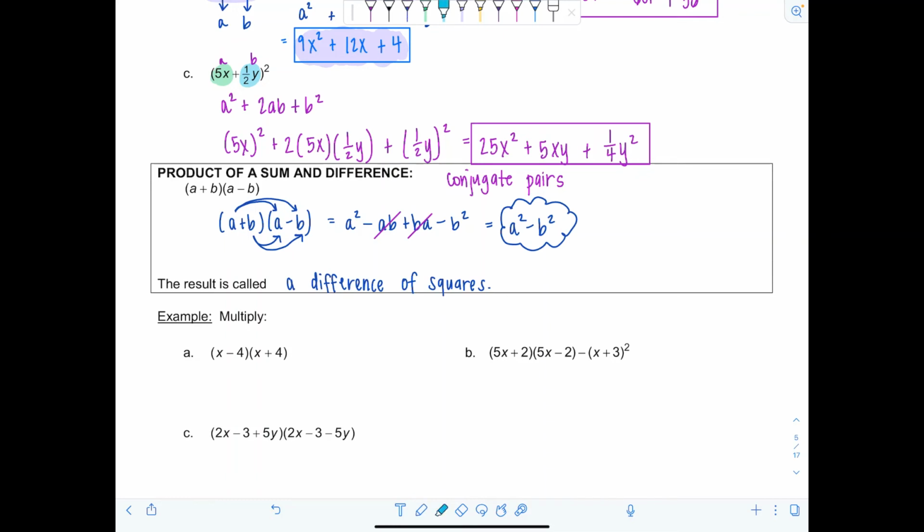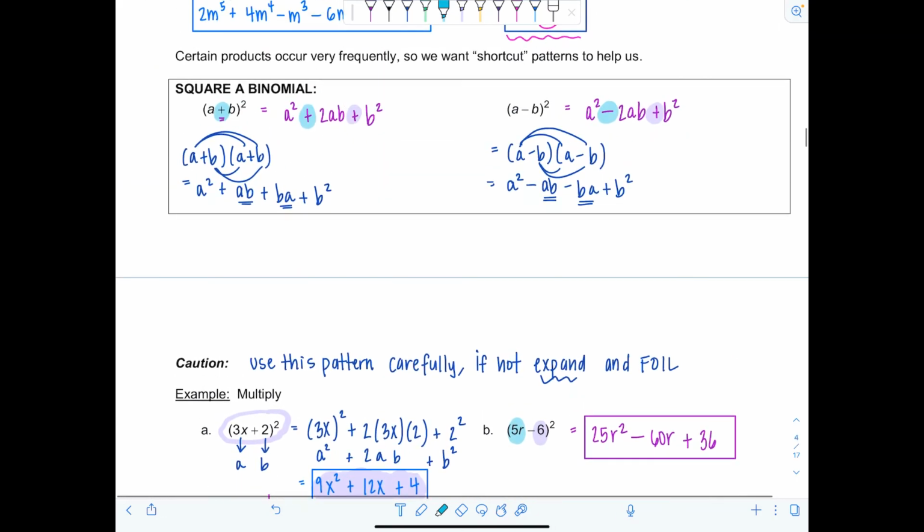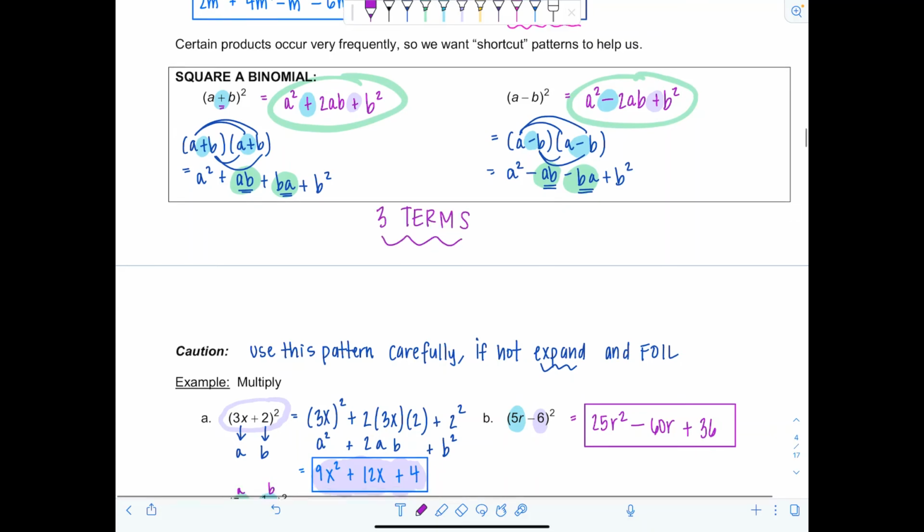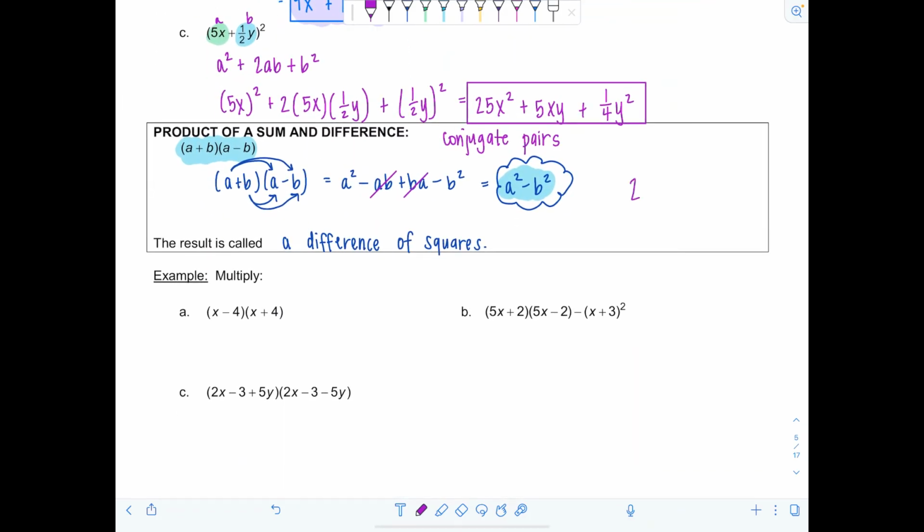Notice ab and ba canceled out this time because one of them was positive and one of them was negative. So you get a difference of squares when you're multiplying conjugate pairs. Only two terms result. Don't confuse that with what we just did. When you're squaring a binomial, both are positive or both are negative. So the abs do not cancel out. You should have three terms in your answer. After you multiply it out, when you do a difference of squares, there's only two terms, and they always will have subtraction between them because one of the factors had addition and the other factor had subtraction.